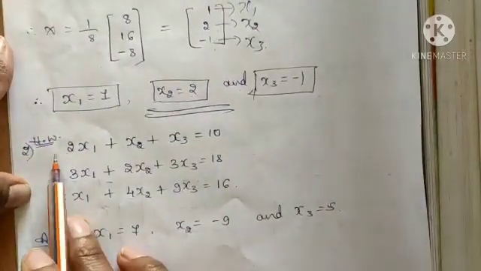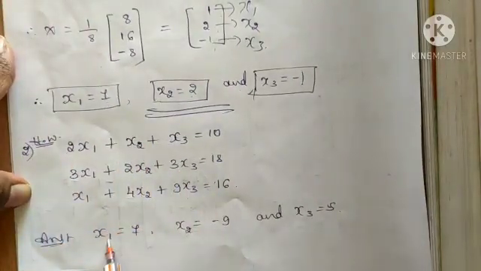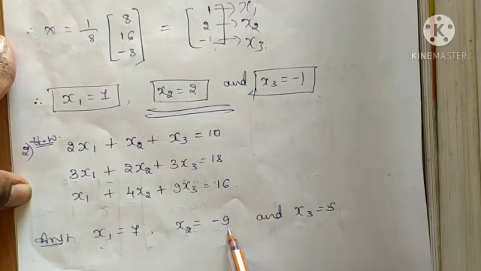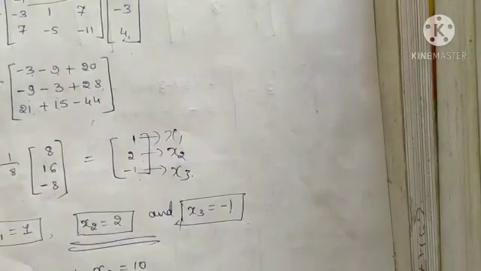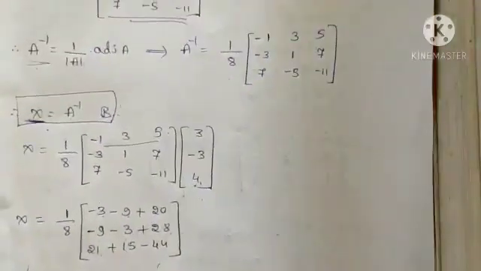So next, the second one, do it as homework. You will get the solution x1 as 7, x2 as minus 9 and x3 as 5. Okay. In the next class, let us consider the next direct method.